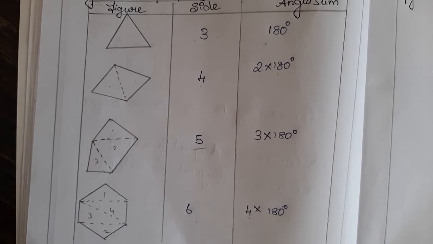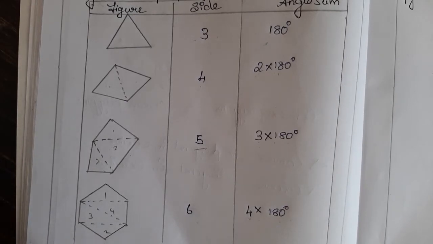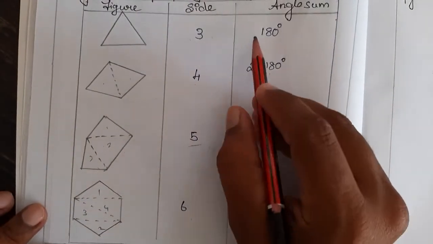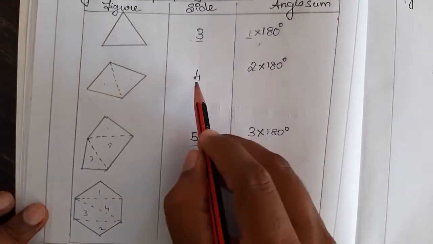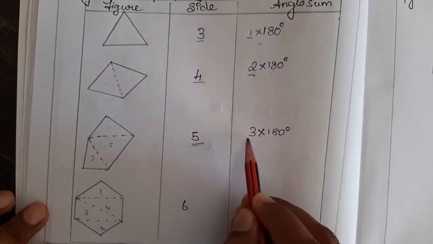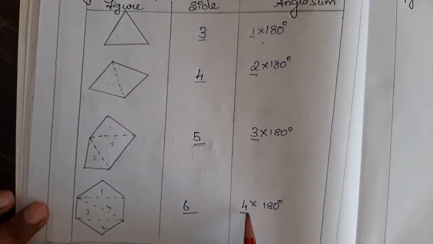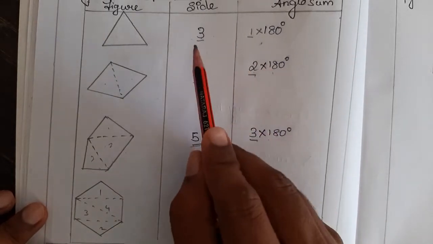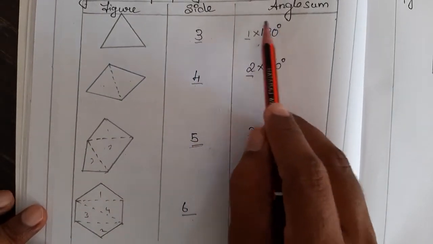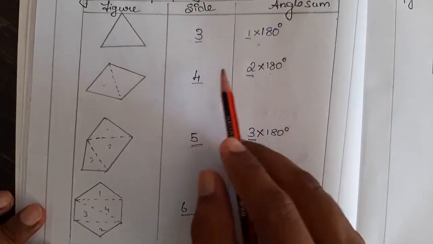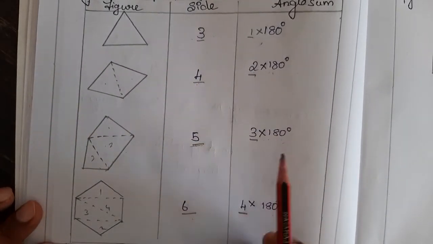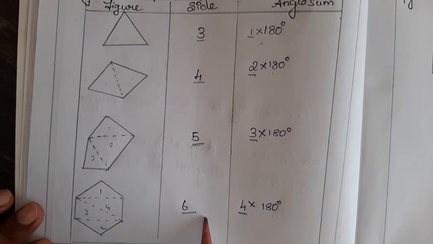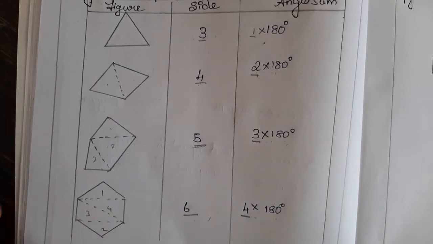What you observed, just look at the number of sides, and what we have multiplied with 180. Here nothing is multiplied, so let me consider this as 1. So 3, it's a 1. 4, it's a 2. 5, it's a 3. 6, it's a 4. You can observe that the number of sides less than 2 is what is multiplied with 180, right? 4 less 2 is 2, 2 into 180. 5 less 2 is 3, 3 into 180. 6 less 2 is 4, 4 into 180, right?